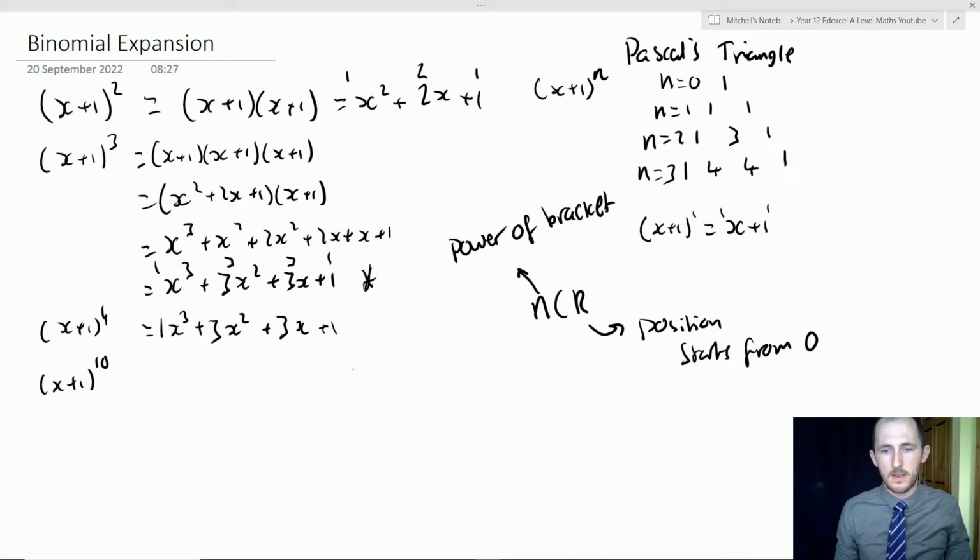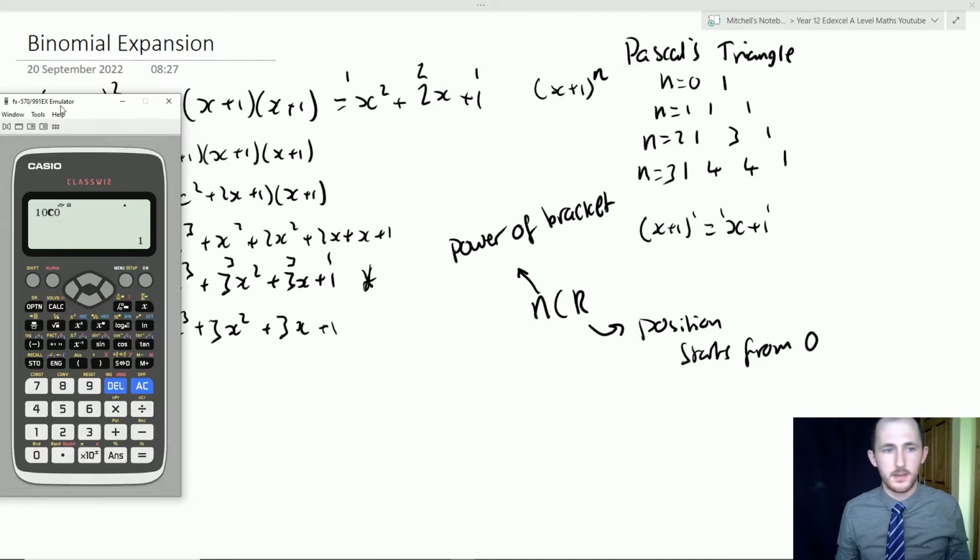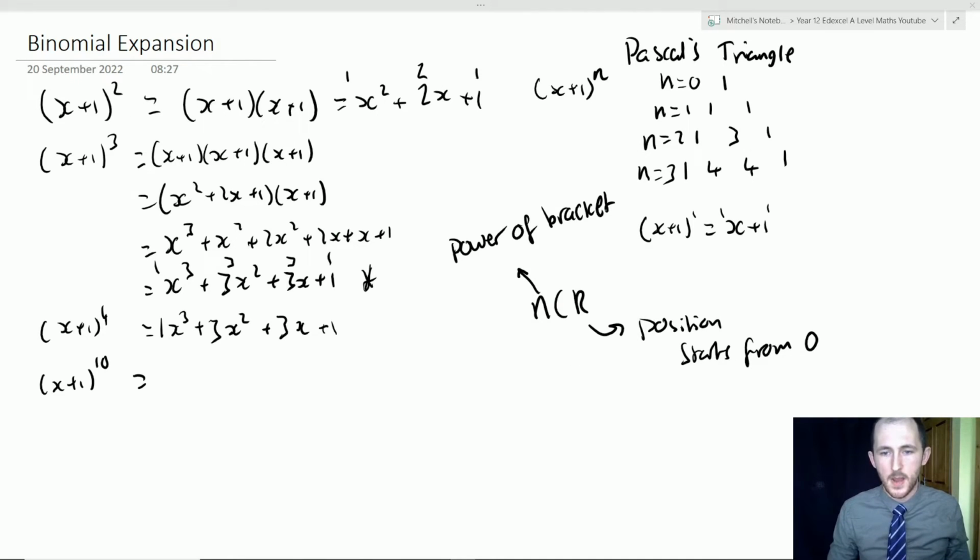Okay. So if I were to do x plus 1 to the power of 10, this is what I would do. I would get my calculator. Now, n is the first number. We change that to a 10 because I'm looking at the power of 10. And the first digit is represented by 0. Press equals, and I get 1. Okay? So I'd write 1.